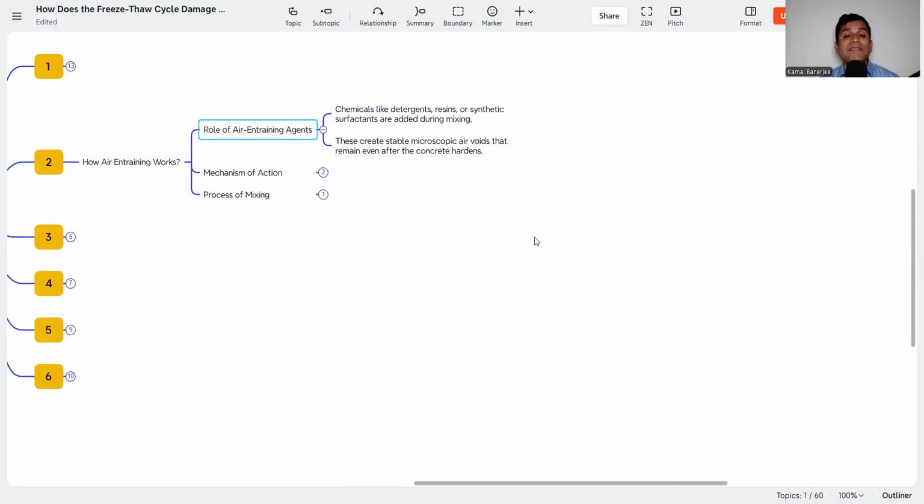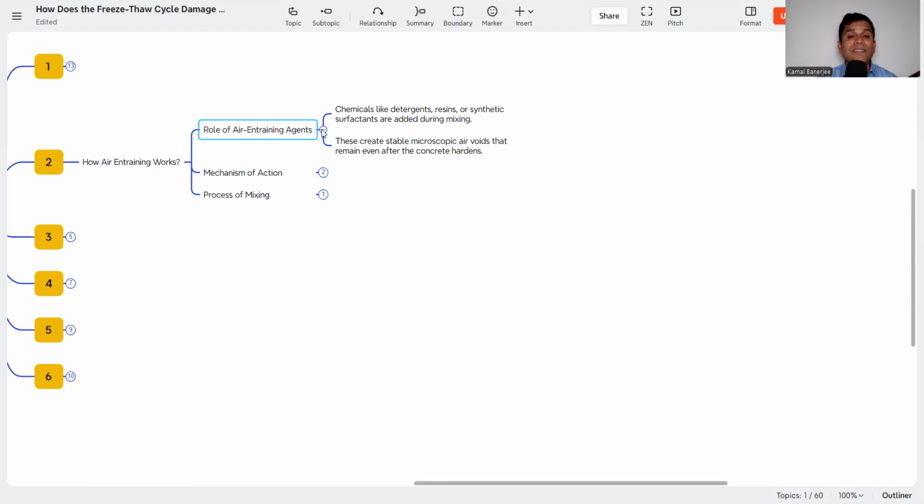Chemicals like detergent, resin and synthetic surfactants are added during mixing. These create stable microscopic air voids. So by nature we are adding air voids inside the concrete. Generally what we do is remove the air voids by compaction and consolidation. But here, when the temperature can go below 0 degrees, we are introducing air inside the concrete in the form of air entraining admixture. These create stable microscopic air voids that remain even after the concrete hardens. So it is there after the hardening also.